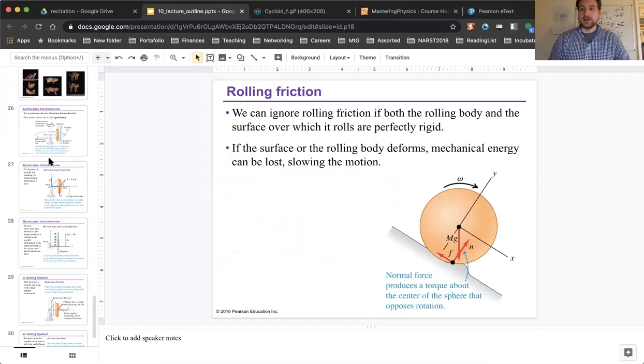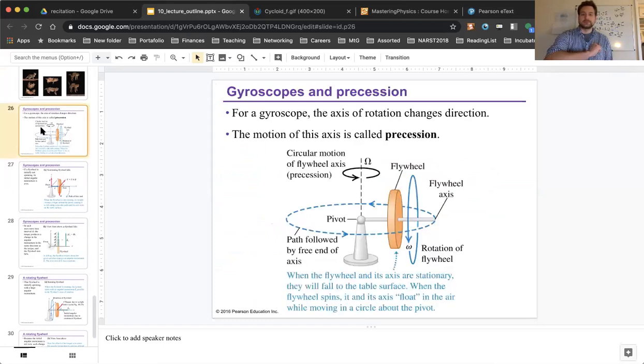There's one last part of chapter 10 that I'd like to talk about, and that is gyroscopes. This is hard to draw, so I'm going to use the slides for this.